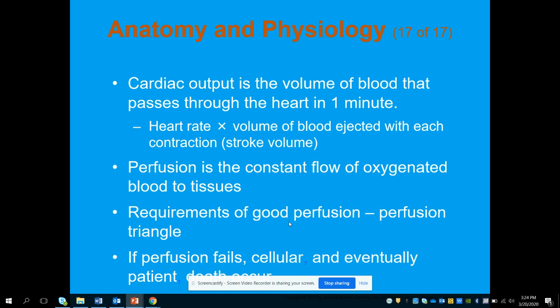And again, if perfusion fails, then cellular death will start to occur. And remember, if enough individual cells die, then we start having tissue death. If enough parts of the tissue die, it might cause organ death, which could lead to organ system death, and eventually death of the organism, which in this case would be the human.